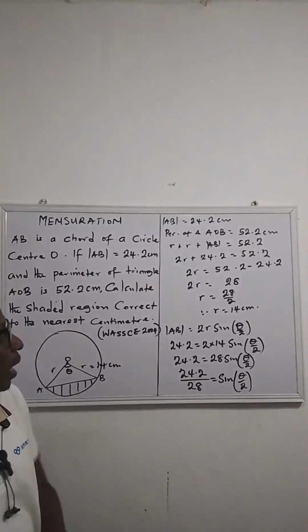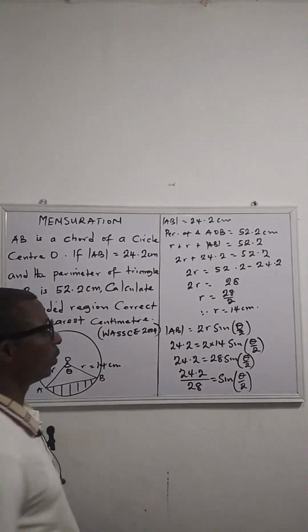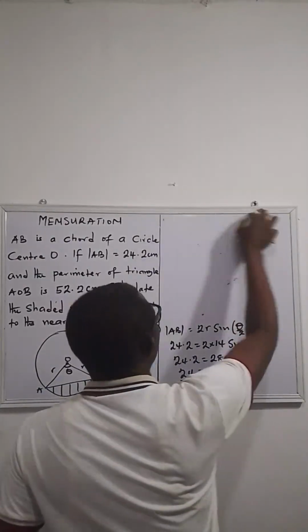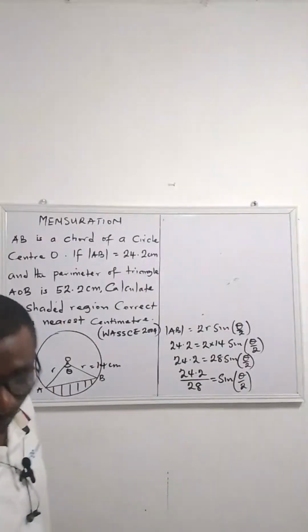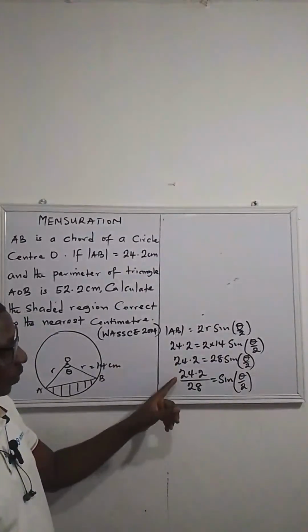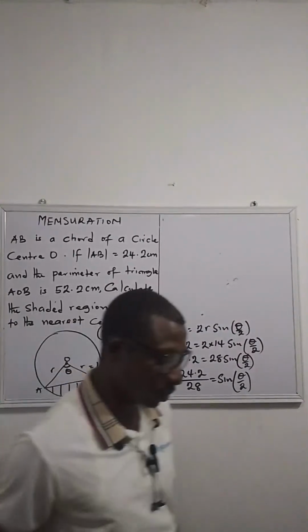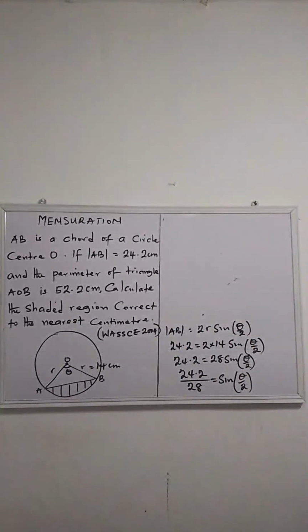All right, so now what do we do next? Now, what is going to be the decimal of this? Can you compute that now and drop the answer in the comment section? What is 24.2 divided by 28? I said earlier that today's class is going to be interactive, so don't let me be the only person solving here. So do that and drop your answer in the comment section. What do you have for that?